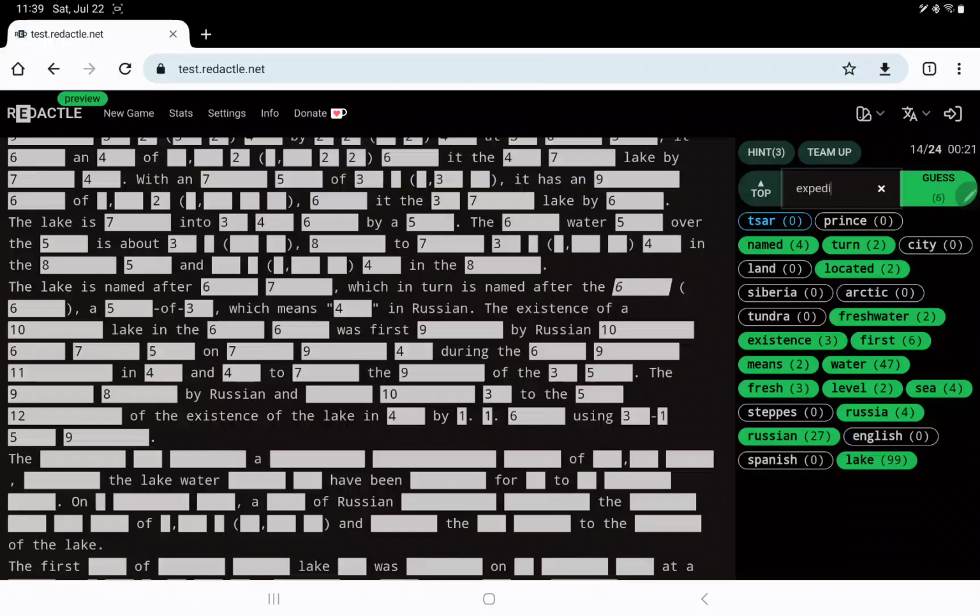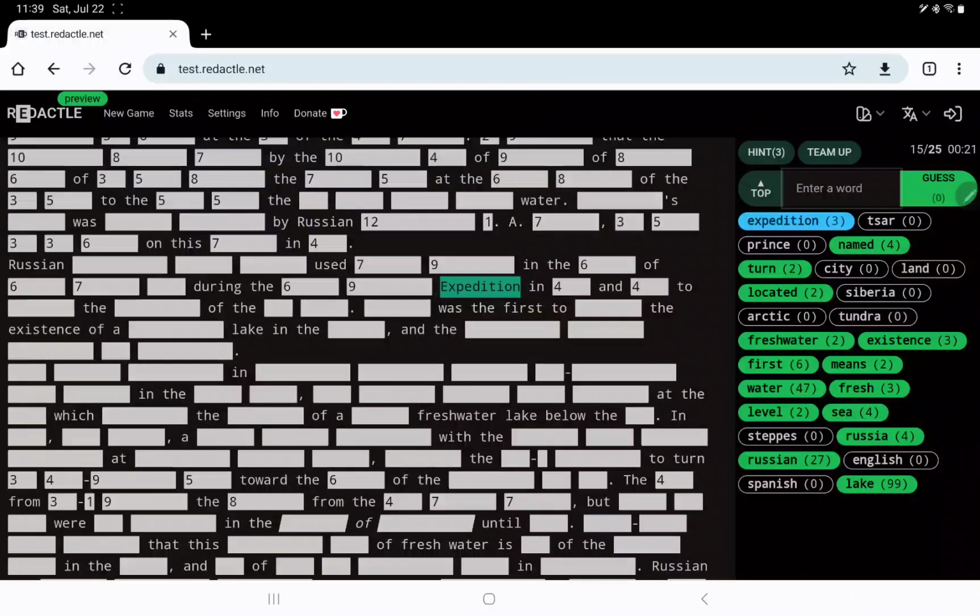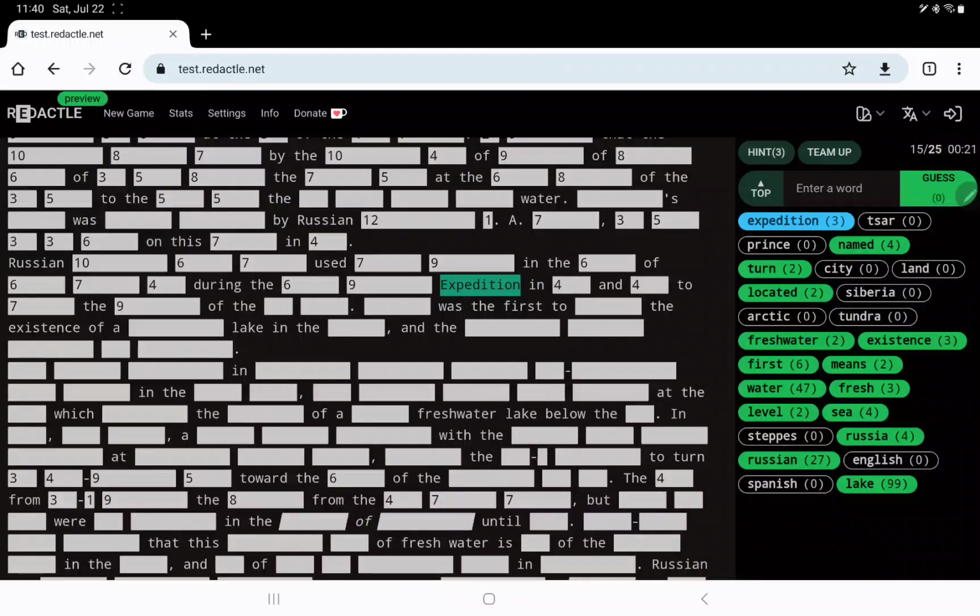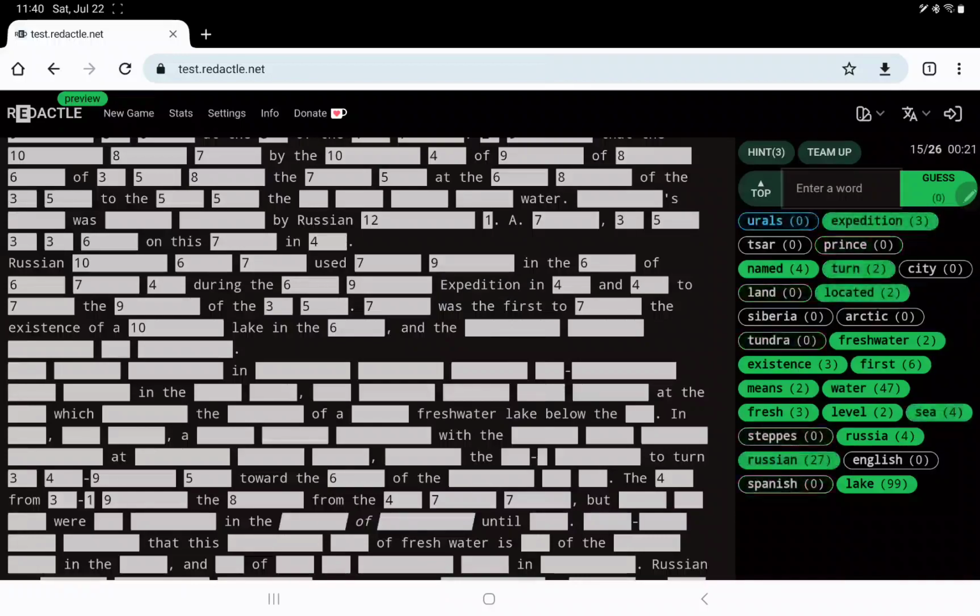How about, I thought Expedition might be there. Okay. Russian something something used 7-9 in the 6 of 6-7-4 during the 6-9 expedition to something, the something of the 3-5. 7 was the first to propose the existence of a 10 lake in the 6. Let's try the Urals.